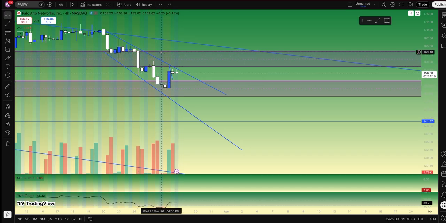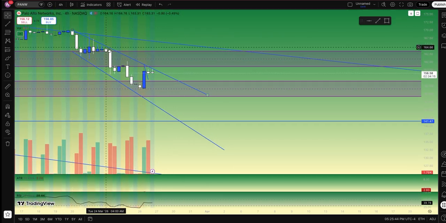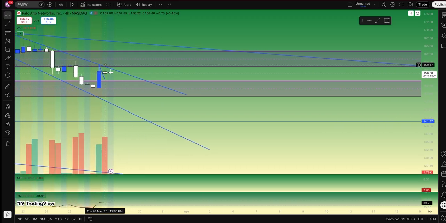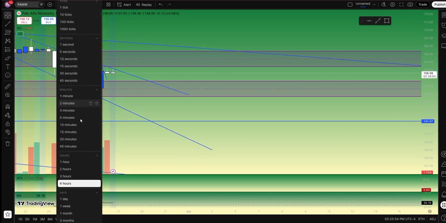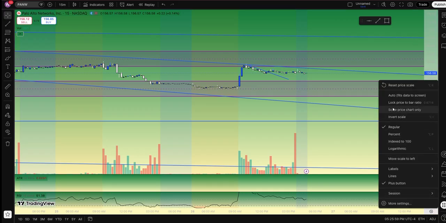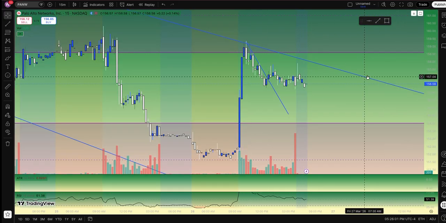So I marked out this 4 hour fair value gap, right? And I was like, okay, look, we're still following this trend line. Let's see if I can get in on this rejection right here of this bearish fair value gap. That's what I did. I entered around here, right? If we drop to the 15 minute, you can get a little bit more precise, and you can see, look, we rejected that hard, right?